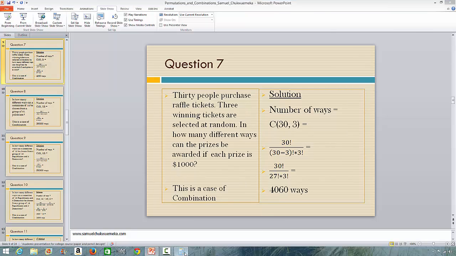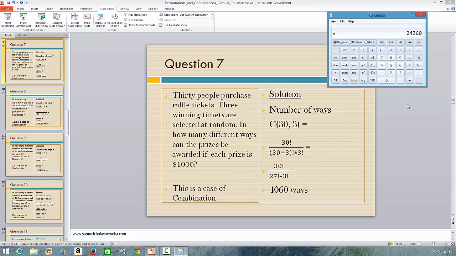If we are going to use the calculator to do it, we first do 27 factorial, which gives us this, times 3 factorial, equal to this. So I'm going to change the memory and put this in memory. Then I do 30 factorial divided by memory recall. That gives me 4,060 ways.